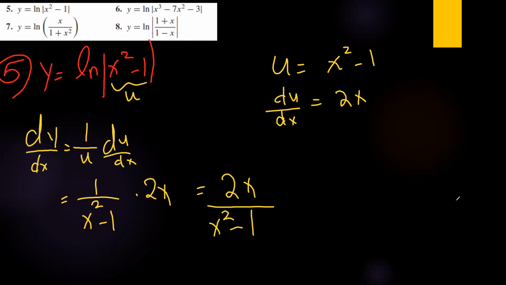This is for this one here. We have an x squared minus 1. For the x squared minus 1, there's no multiple sign or division sign, so we cannot convert it. So you have to use the u assumption. Let's now solve number 6 here.